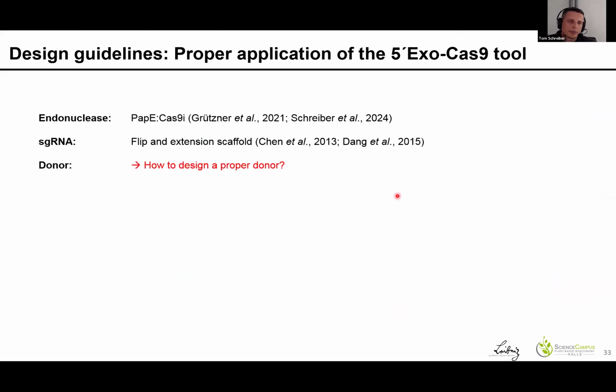So to summarize this a bit, we have an endonuclease fused to PAP-E, and we use the Cas9 intronized version, which was developed by Silvestre. And for the guide RNA, we use the flip extension scaffold, which was also published, and this is better for plant application. And I want this technique to become a routine procedure, so I want to use the last slides to give you some information on how you should design the donor, or how we think you should design the donor, to maximize success rates.